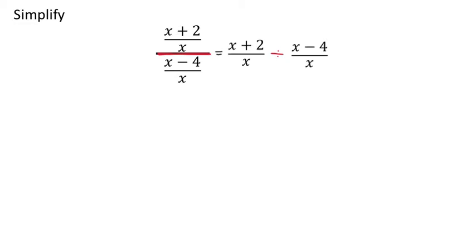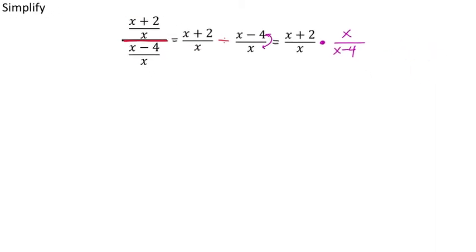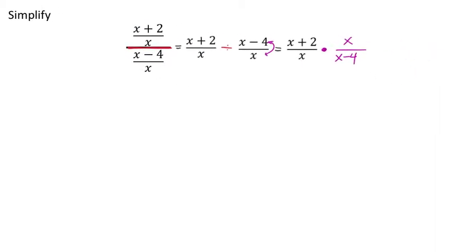So now that we have that, what we want to do is change this into multiplication. So we're going to take the first part of the division. It stays the same, but now the division will change to multiplication, and that happens because we're going to flip or reciprocate the second fraction. So now instead of it being x minus 4 over x, it is now x over x minus 4.